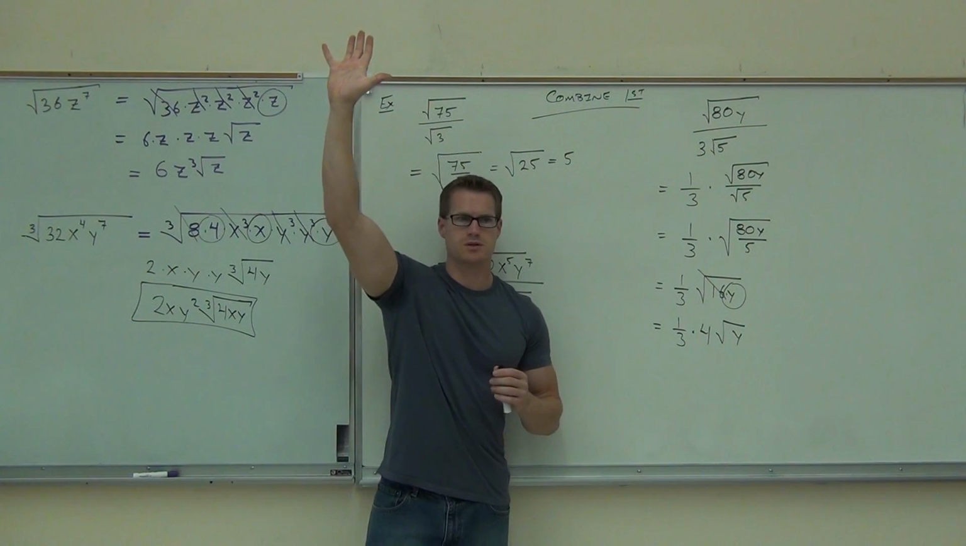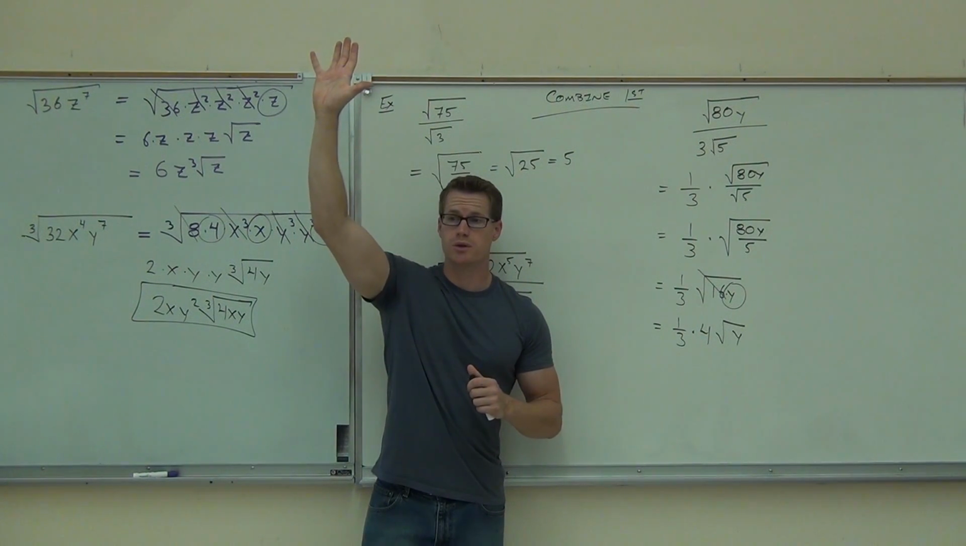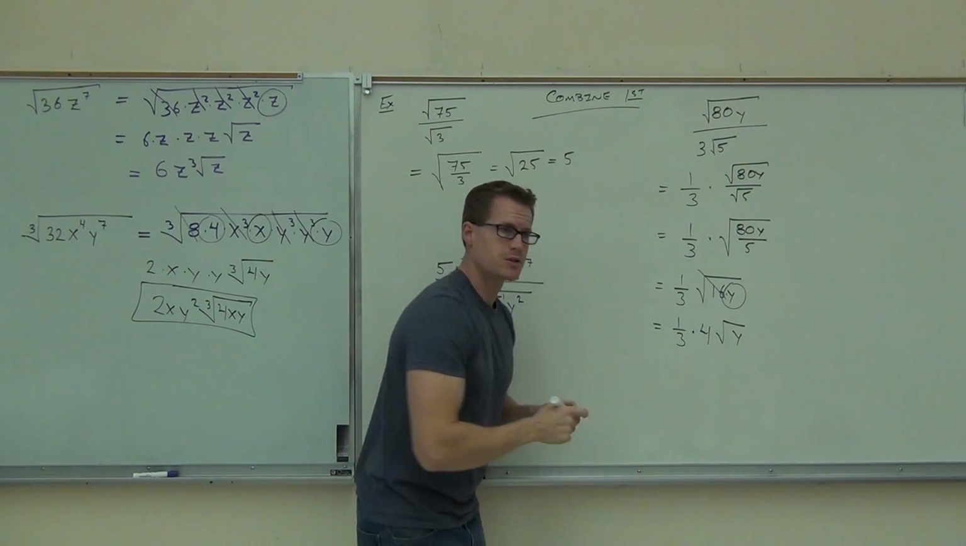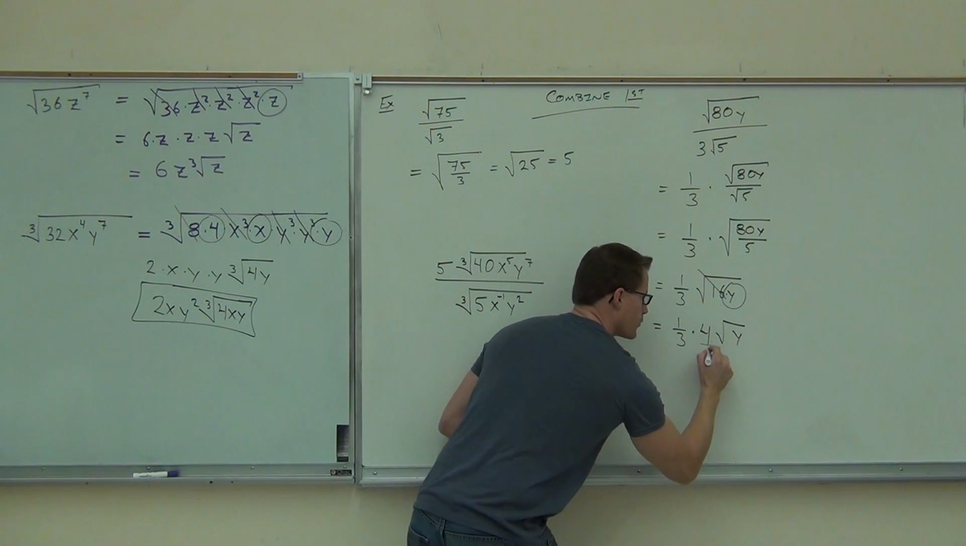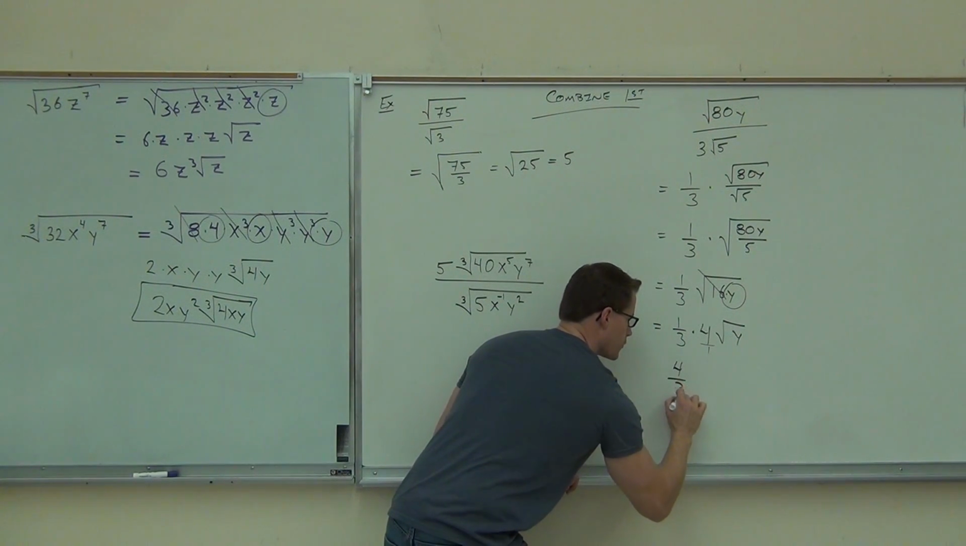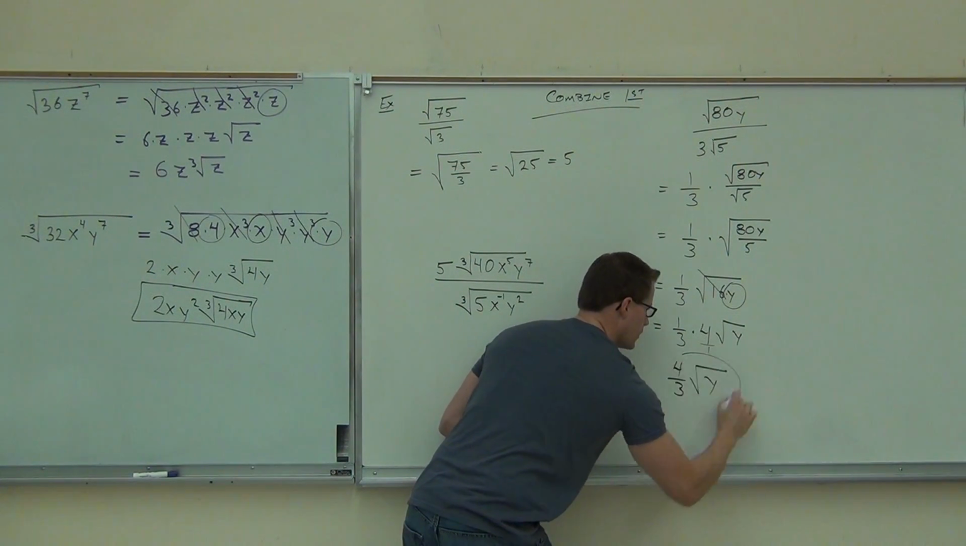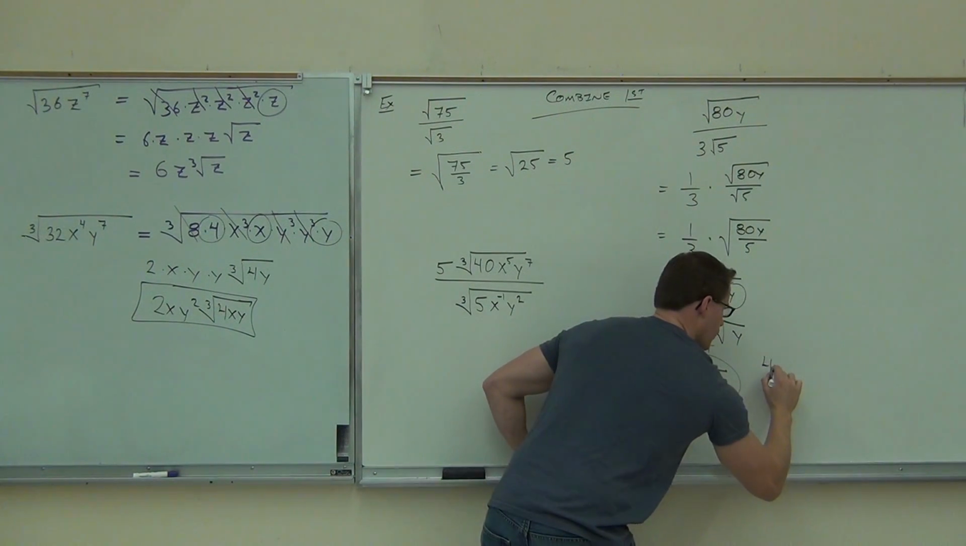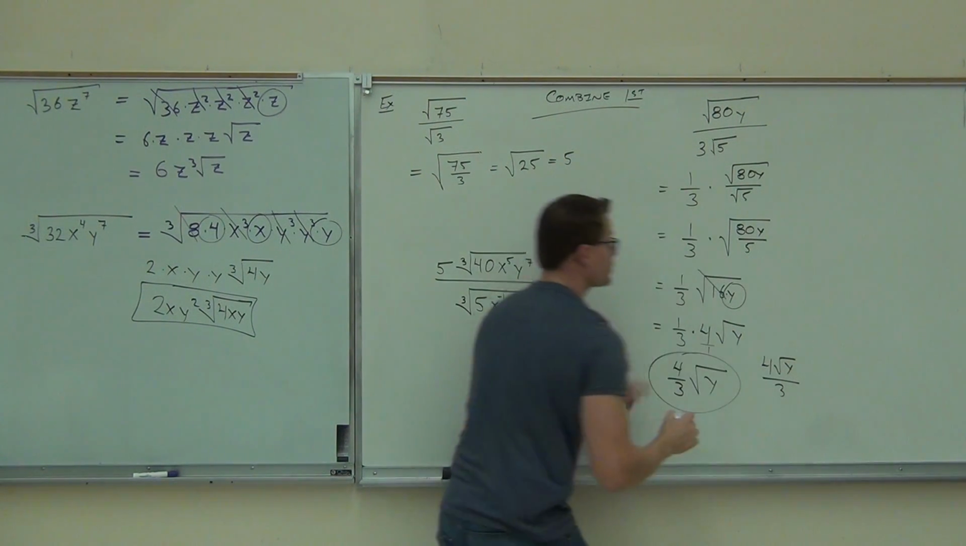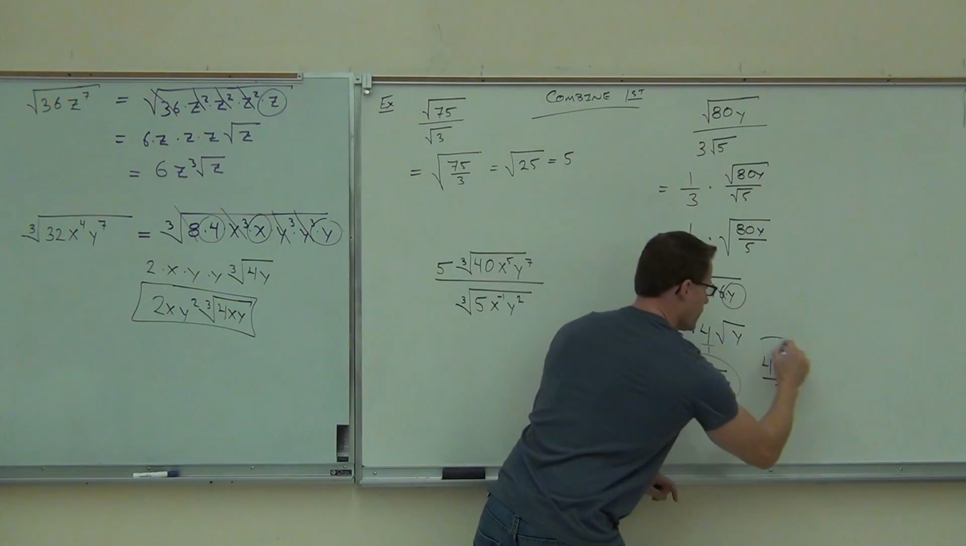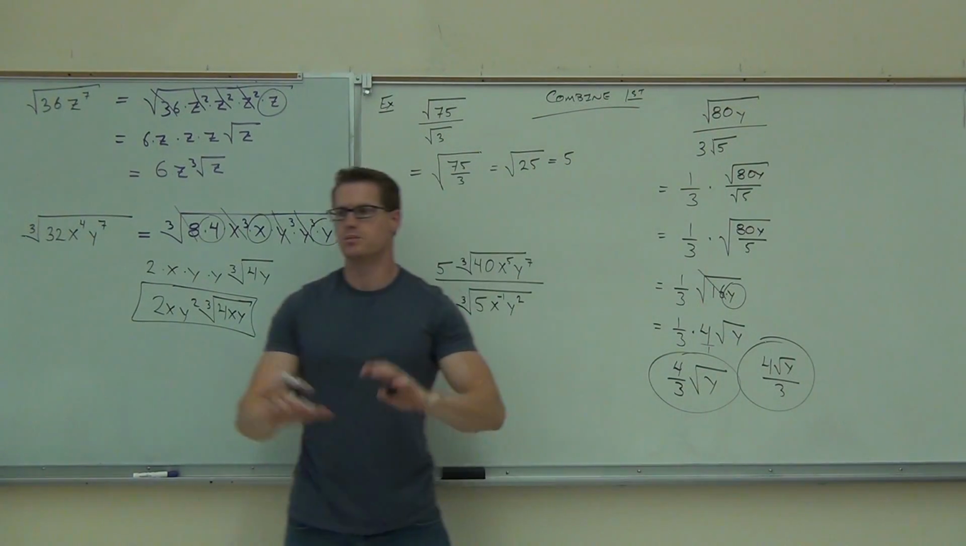How many will feel okay with this so far? What you can do with 1/3 times 4 is like 1/3 times 4 over 1. You get 4/3 square root of y, or 4 root y over 3. You just put that 3 right back on the bottom. That's an appropriate answer. You're completely done with that.